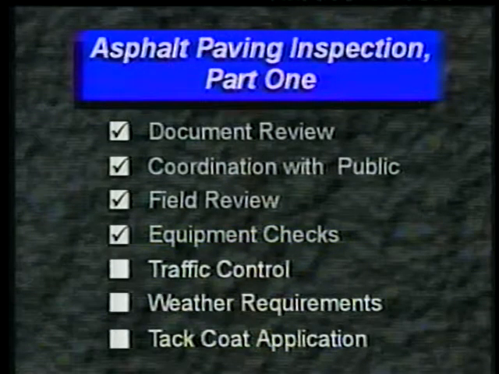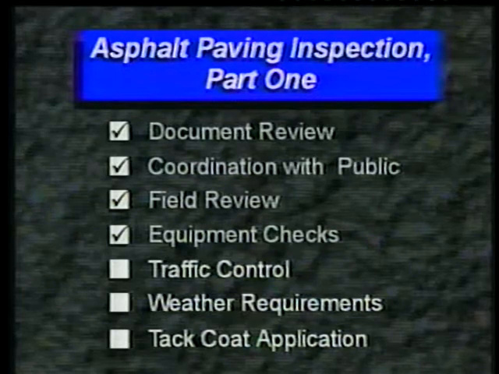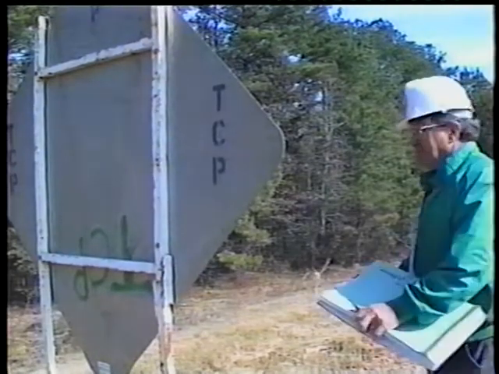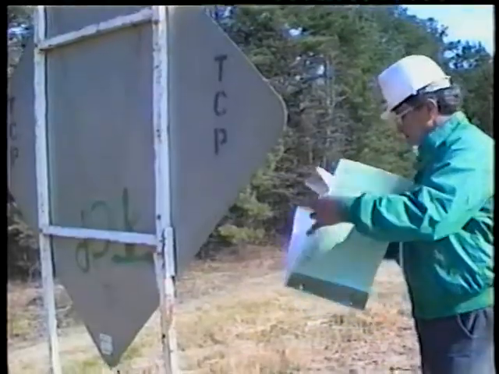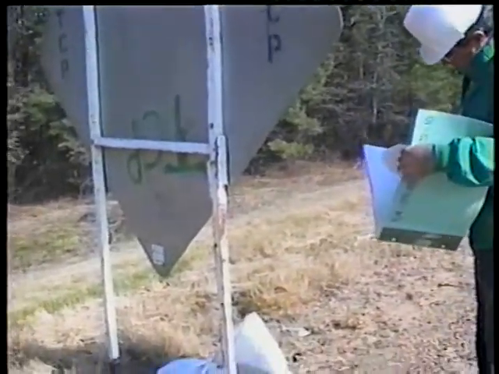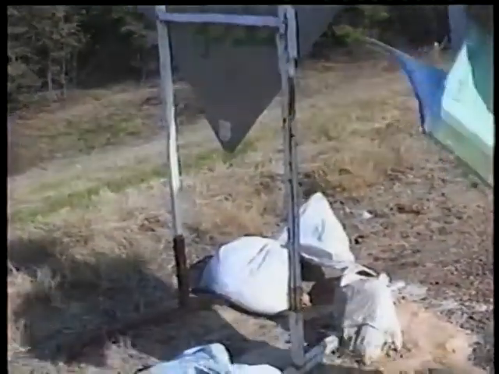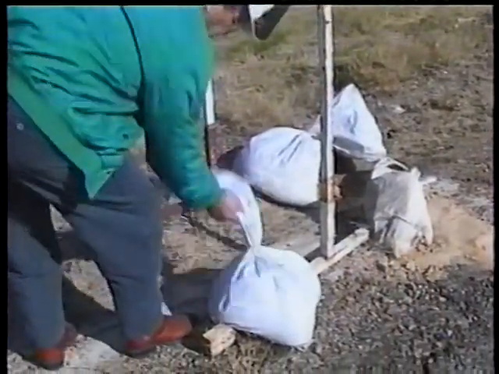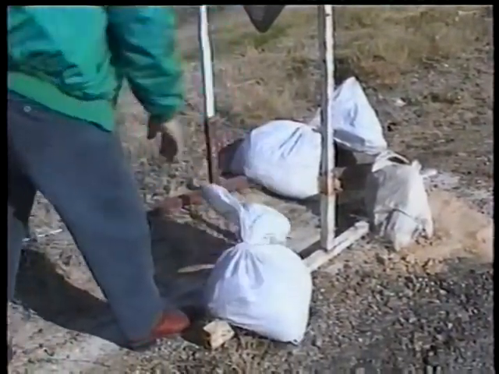And those are the equipment checks. Now let's look at traffic control in a little more detail. As you heard in the beginning of the program, a traffic control plan should identify the types of signs and devices to be used and where they should be placed. So you should always inspect them as they're set up to be sure they comply with the plan.